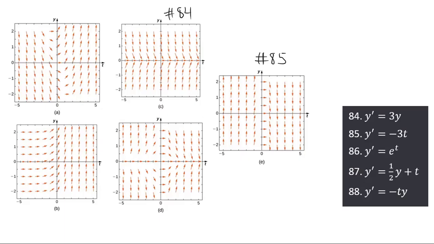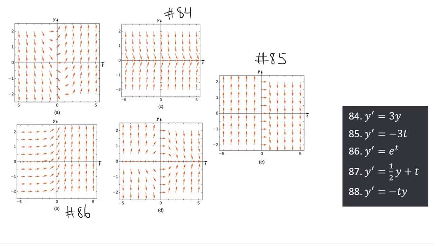For number 86, y prime is e to the t. If we just solve this differential equation, the solution is e to the t plus c. Do we see the exponential function? It's this one right there, choice B. So number 86 is this one. Now the two more difficult ones: we have half y plus t, number 87, and negative t times y.